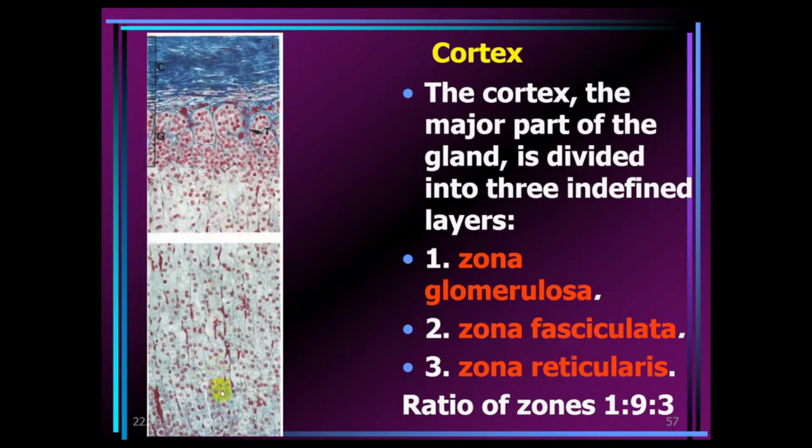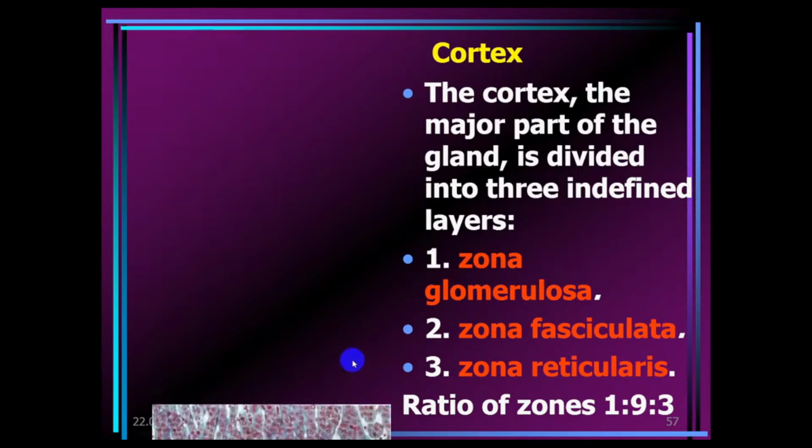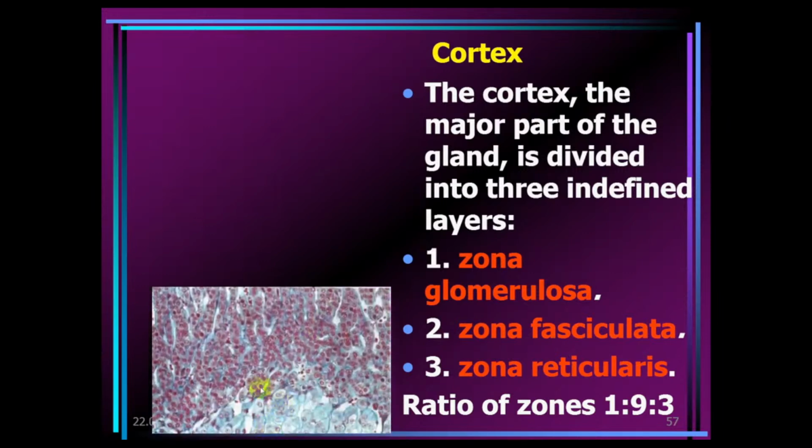Zona fasciculata. And the third zone is the zona reticularis, where the regular arrangement of epithelial cords changes and the cells form a reticulum. The ratio between these zones is 1 to 9 to 3. This picture shows you the zona reticularis. It is lower, next to the medulla.